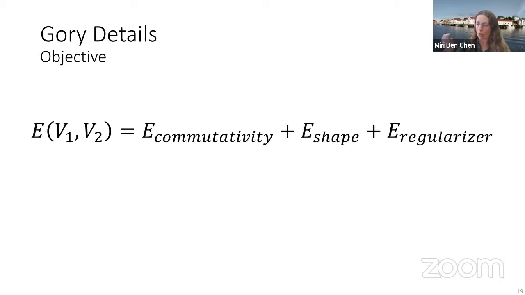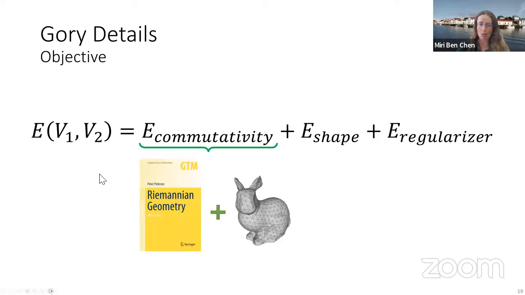What about the objective? Let's think about the things we've seen that we need to throw into the soup in order to get vector fields which are usable. The first thing I've shown is commutativity. There are many ways to describe it. The most natural way, I guess, is to start from Riemannian geometry. In Riemannian geometry, the fact that two vector fields commute can be expressed mathematically using some rigorous formula. Unfortunately, this works for smooth vector fields on smooth surfaces, and what we get is a triangle mesh bunny. So essentially what we need is bunny calculus. You have calculus in one dimension, in two dimensions, but we need calculus on a bunny.